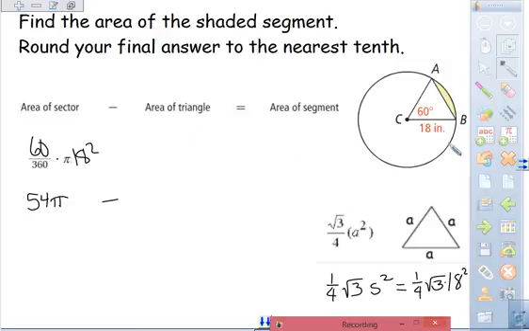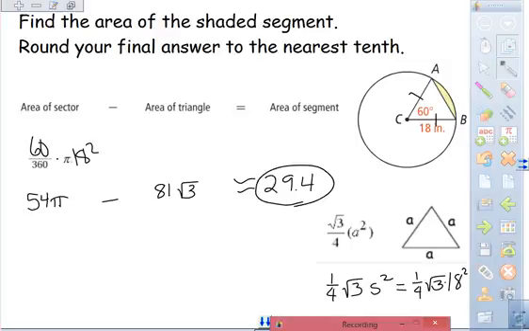Next, we have to find the area of a triangle. So here's a trick. The area for an equilateral triangle is 1/4 square root of 3 times side squared. This is a 60-degree angle. The radius and the radius are the same, so it's isosceles, which makes these base angles both 60. So we can use this formula. So if I plug in 18, the area of my triangle is 81 roots of 3. On our calculators, 54 pi minus 81 roots of 3 is approximately 29.4.